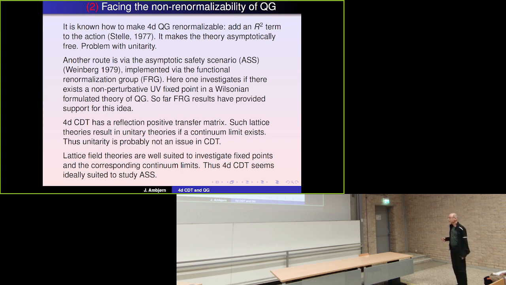So four-dimensional CDT has a reflection positive transfer matrix. One can prove that. And in lattice theories, having such a reflection positive transfer matrix guarantees that if a continuum limit exists, then the corresponding theory is unitary. So probably whatever CDT is in the continuum limit, it would not have the problem of non-unitarity. So that's a good thing. And lattice field theories as such are well suited to investigate fixed points and the corresponding continuum limits. So thus it seems, on the surface at least, that CDT is ideally suited to address the asymptotic safety scenario.